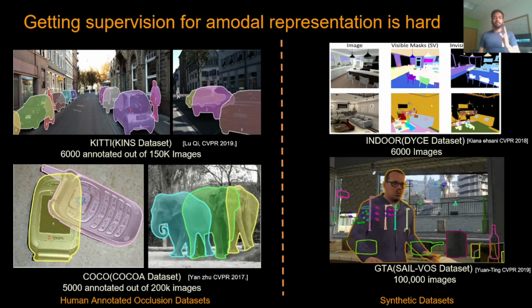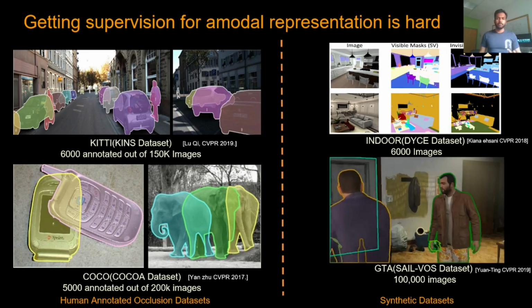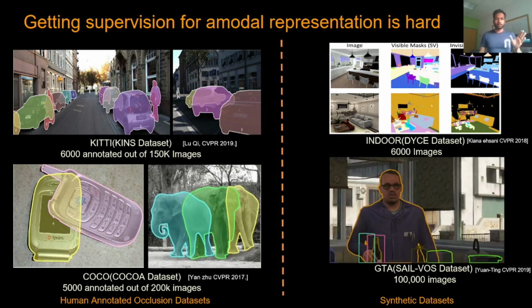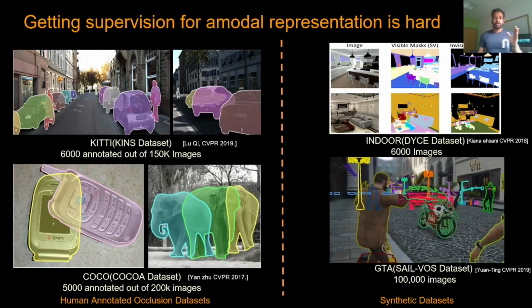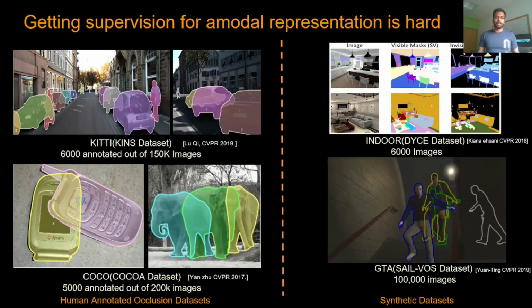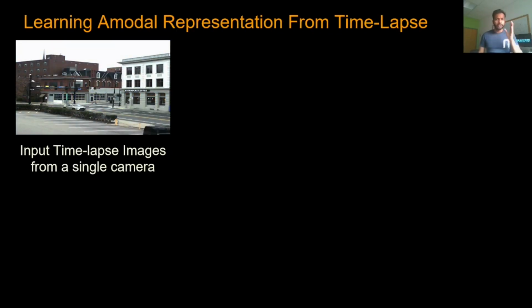On the other hand, multiple large synthetic datasets have been proposed to tackle the occlusion problem. Such datasets can be used to learn amodal representation for virtual environments, but do not translate well to real data due to domain gap.